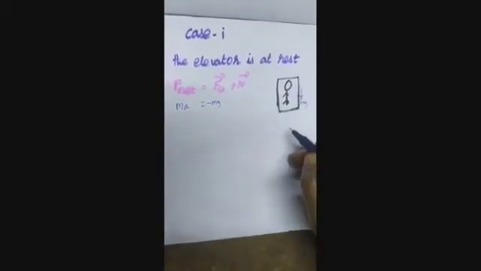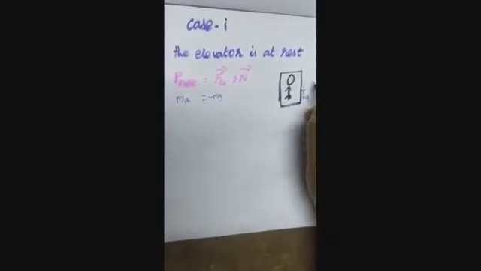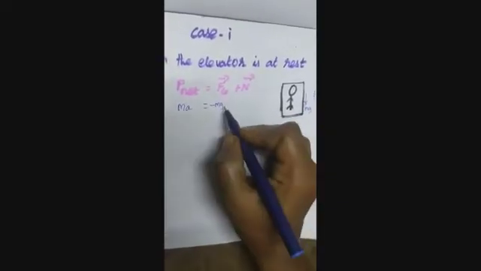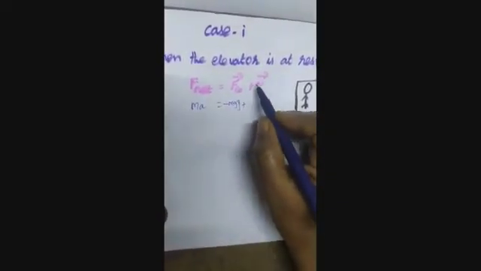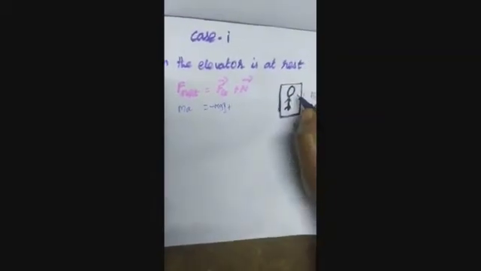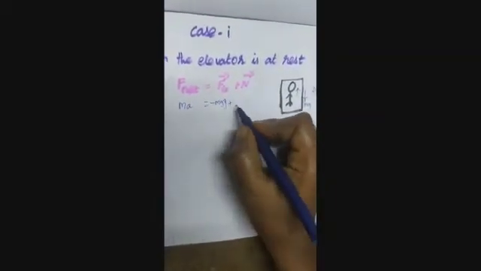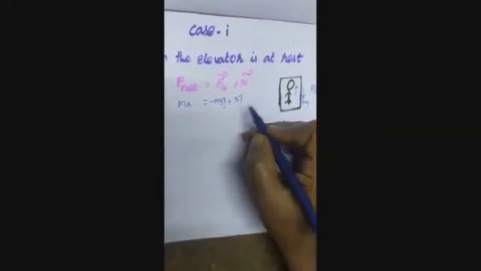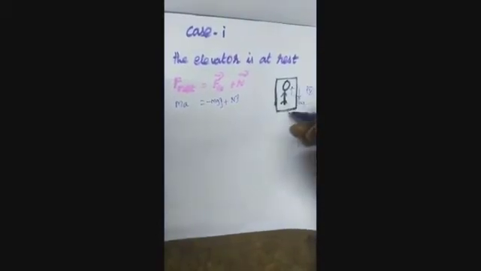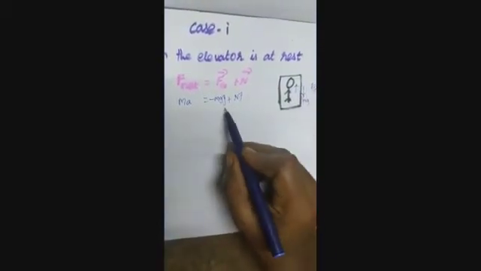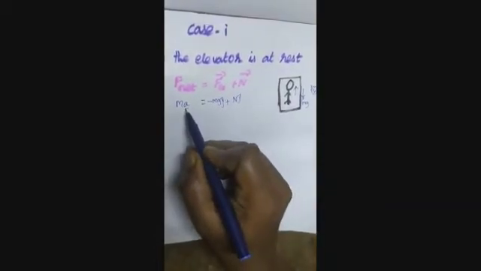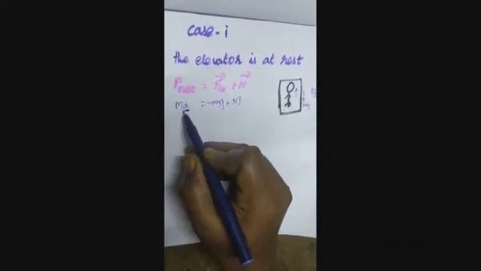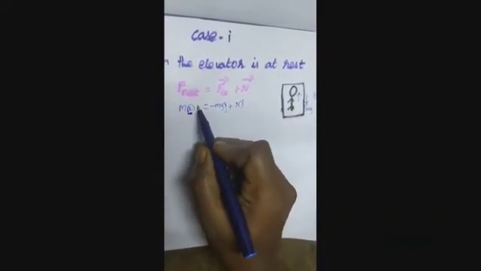If the lift is moving along the y axis, we consider the j component, plus the normal force. This normal force acts in the upward direction, so we use plus N j cap. Why are we using j cap here? Because the lift moves along the y axis only, so we take the j component. Now we come to the acceleration part. If the elevator is at rest, there is no acceleration, so a becomes 0.